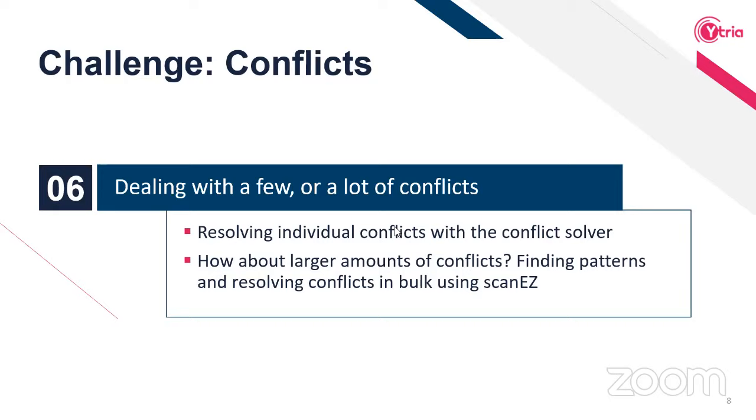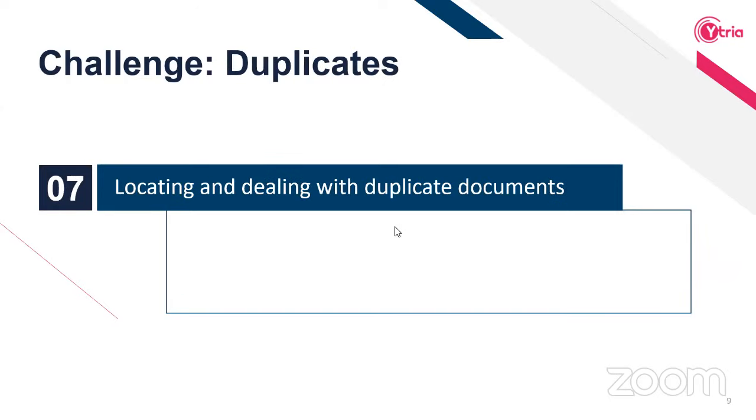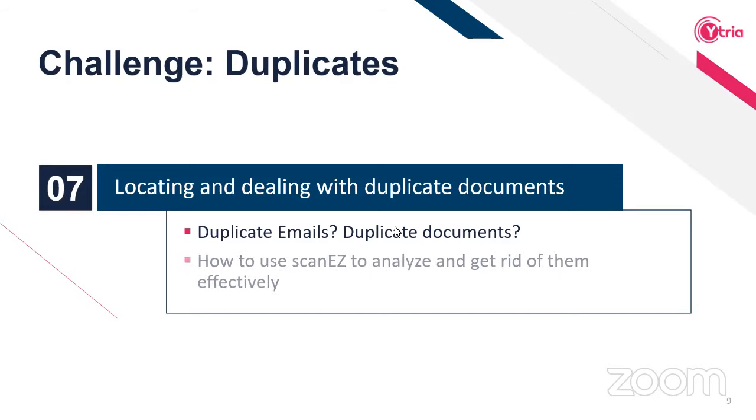Now, let's talk about something else that's a little bit similar. Let's talk about duplicates. We can talk about duplicates not only for mails, but for any sort of custom applications, right? So what if we have duplicate emails? How do we locate those duplicate emails and get rid of them? What if we have a custom app that has duplicate documents? How can we use scanEZ to get rid of this?